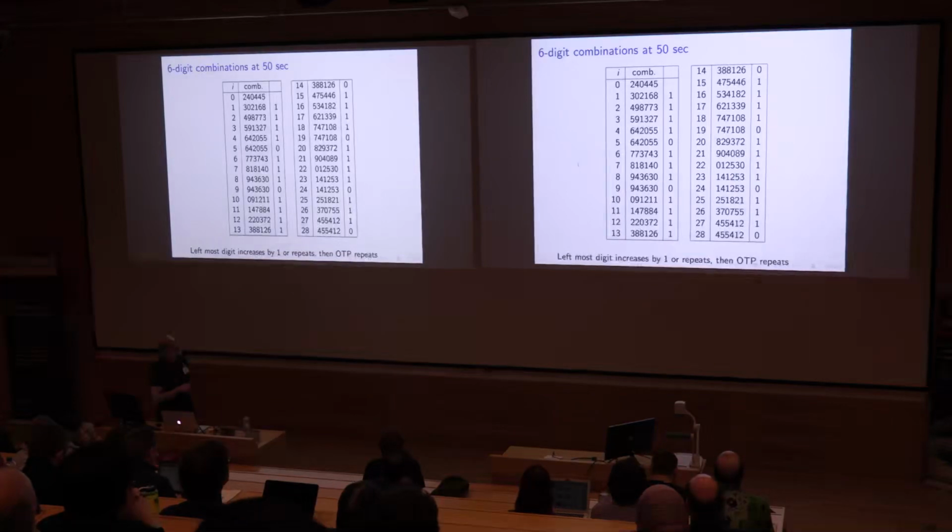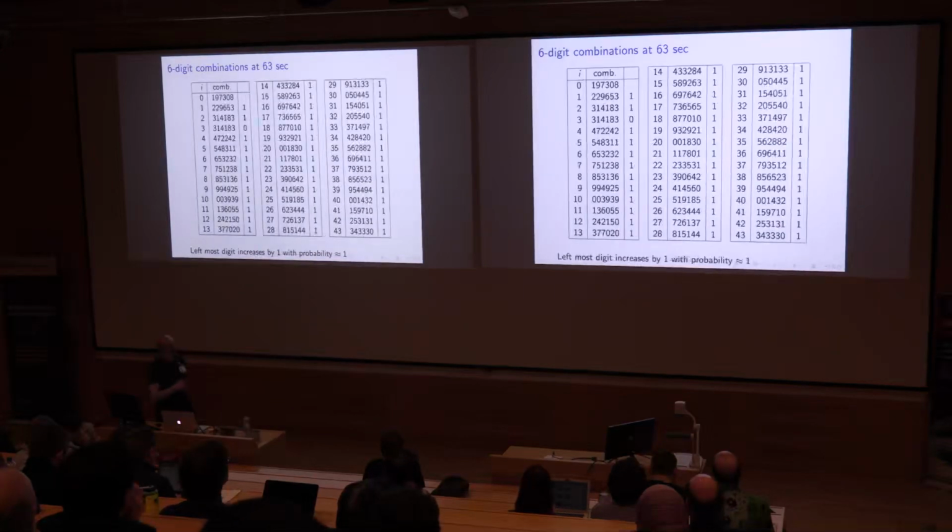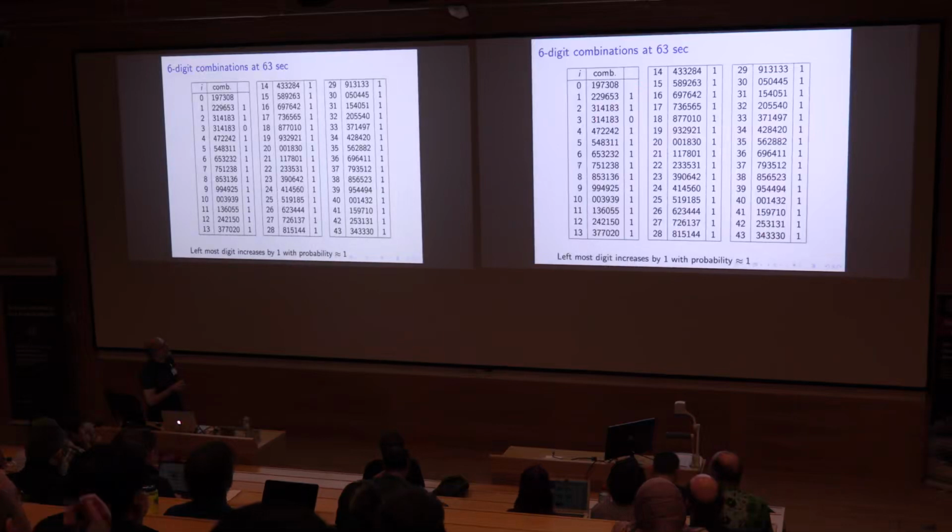Okay, let's look at what happens at another distance, a time distance of 63 seconds. Let's look at this column. This is just a pattern of repetition. So we have steadily an increase by 1, but very rare repetition of the leftmost digit and the whole combination. So I can say that at this distance, the leftmost digit of a combination increases by 1 with probability very close to 1.